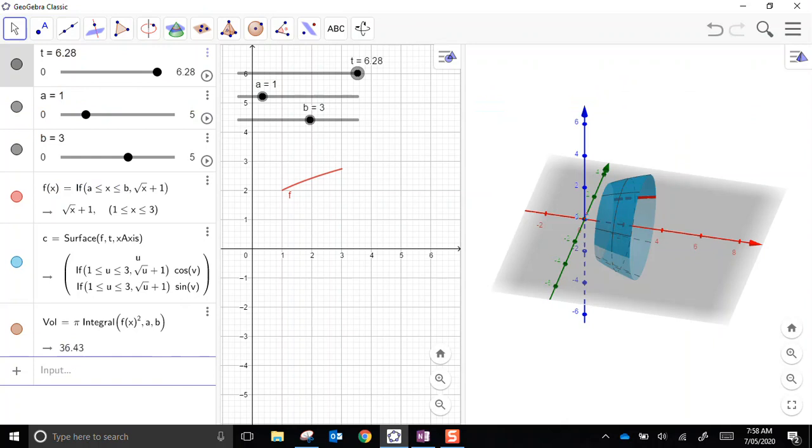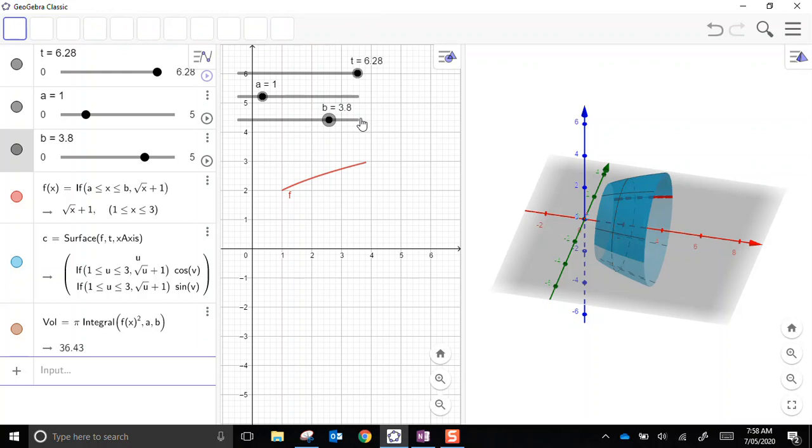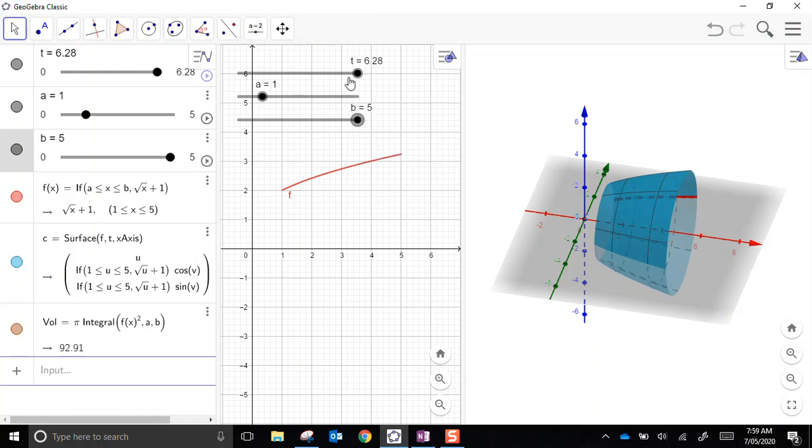Okay, that's enough for now. Very short introduction, and I'd encourage you to look at this example that I've made here and try it out for yourself. We can change our upper and lower limits. We can change our amount of revolution. And importantly, we can get in here and change the function that we're using as well.